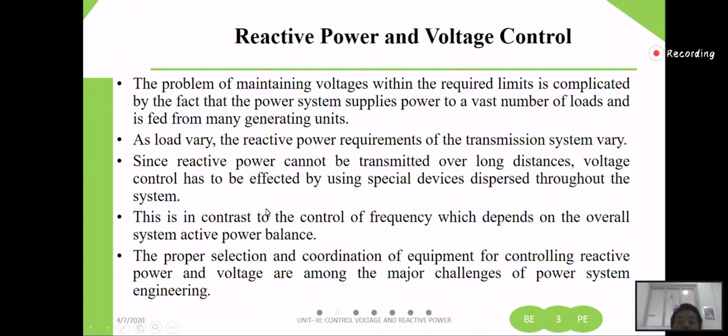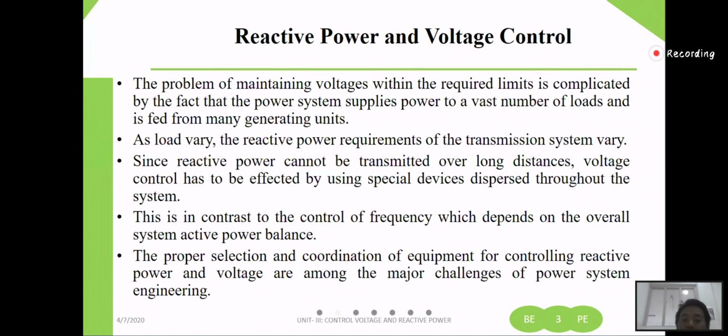But if you are required to control the frequency, it depends upon the active power, whereas reactive power is one of the most challenging issues as of now in power system engineering. That's why I have written here: proper selection and coordination of equipment for controlling reactive power and voltage are among the major challenges of power system engineering. This is some brief theory which is not mentioned in the syllabus, but it is a must to start the control of reactive power and voltage.